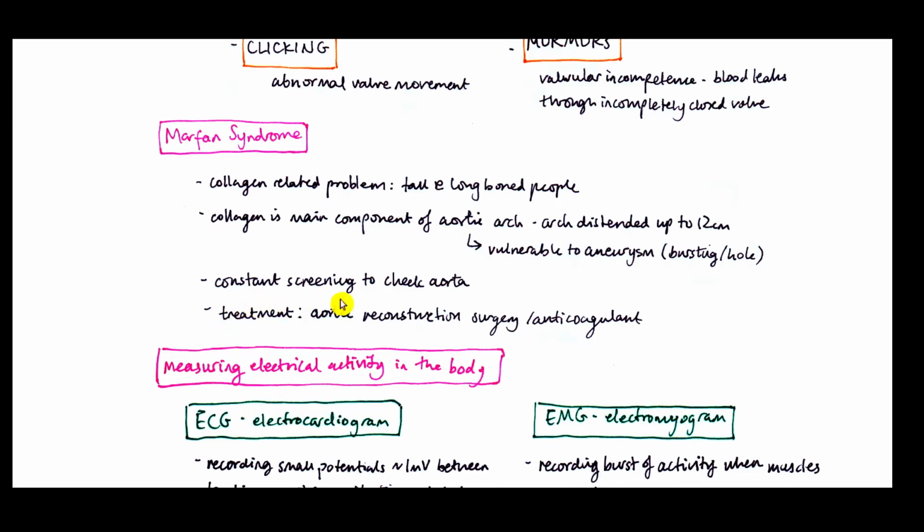People with the syndrome need to have constant screening to check their aorta isn't distended too much, and it can be treated by aortic reconstruction surgery or anticoagulants for blood.